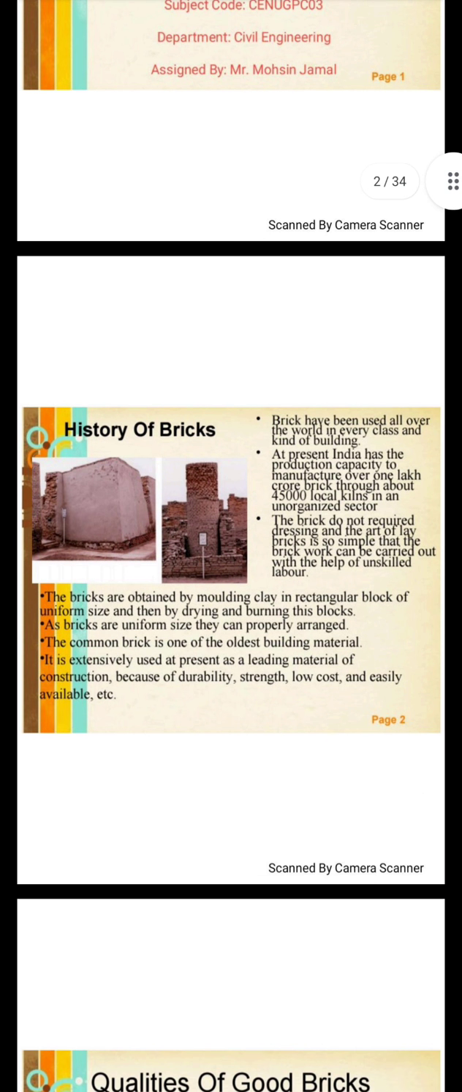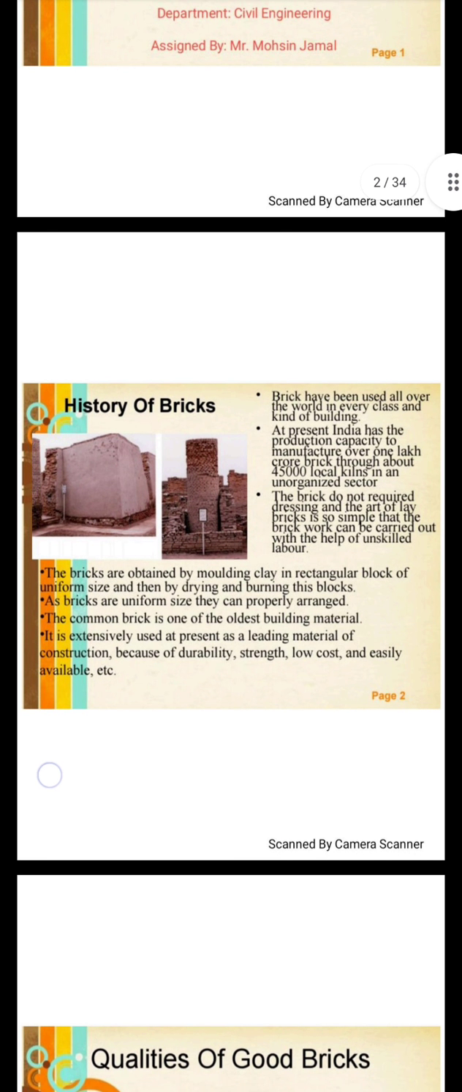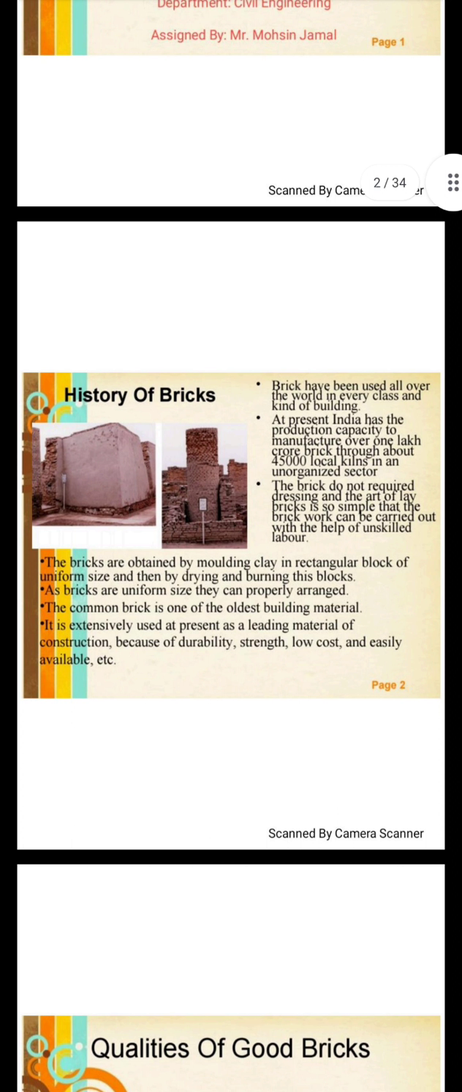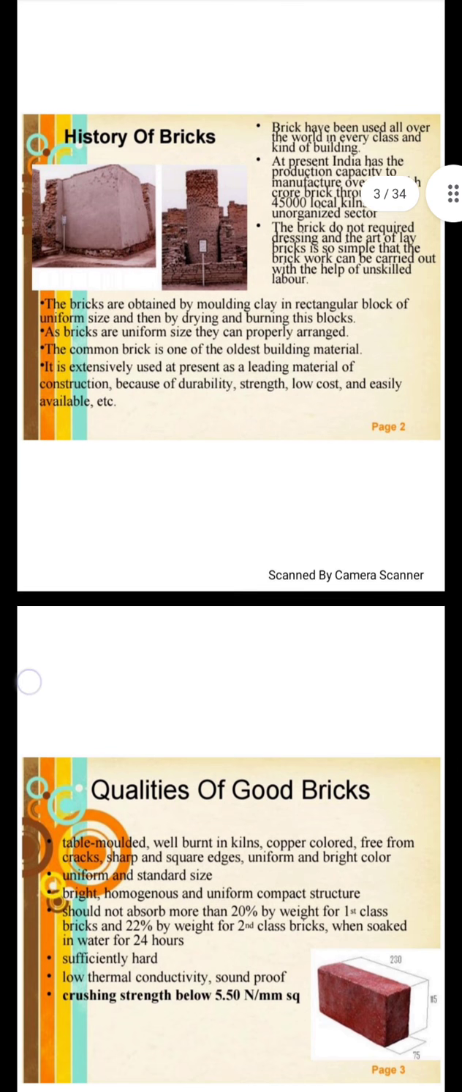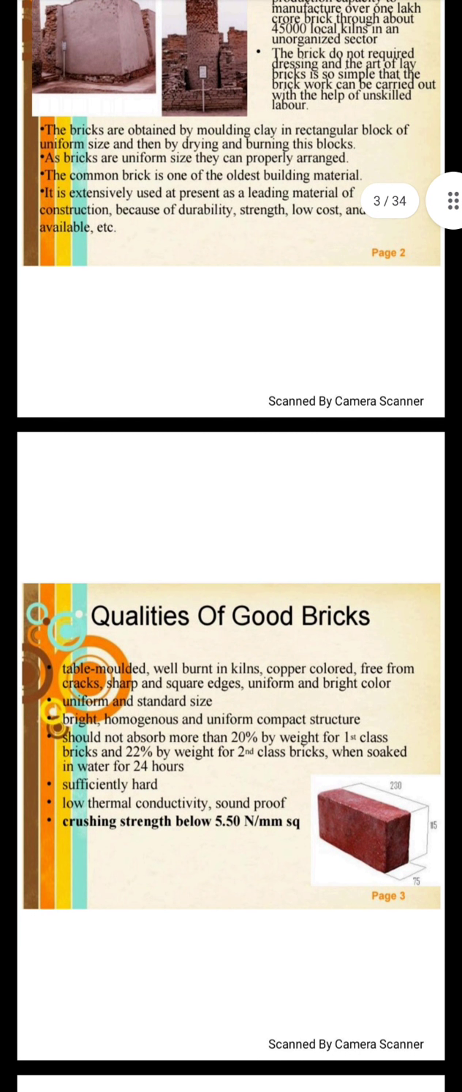The next point is that bricks are obtained by molding clay in rectangular blocks of uniform size, then drying and burning these blocks. As bricks are of uniform size, they can be properly arranged. The next point is that the common brick is one of the oldest building materials. It is extensively used at present as a leading material of construction because of durability, strength, low cost and easy availability, etc.